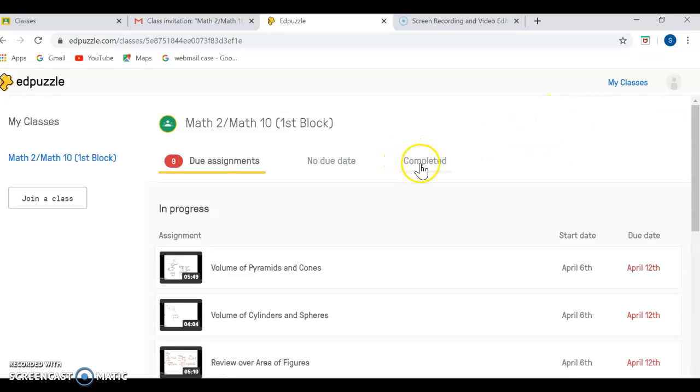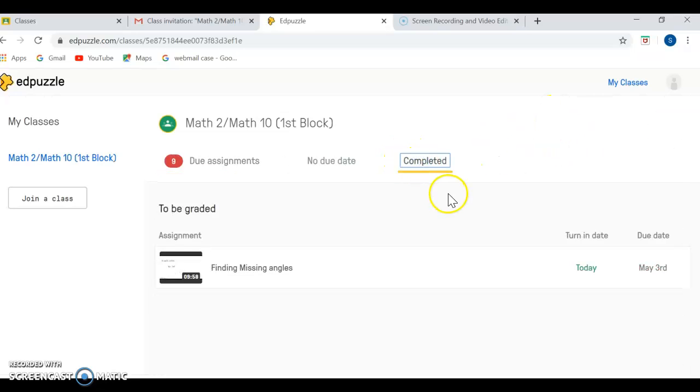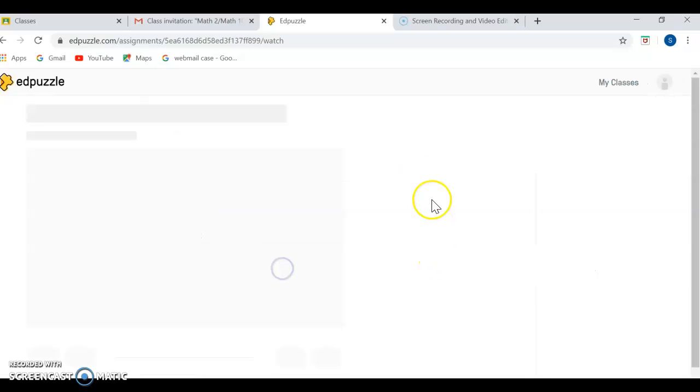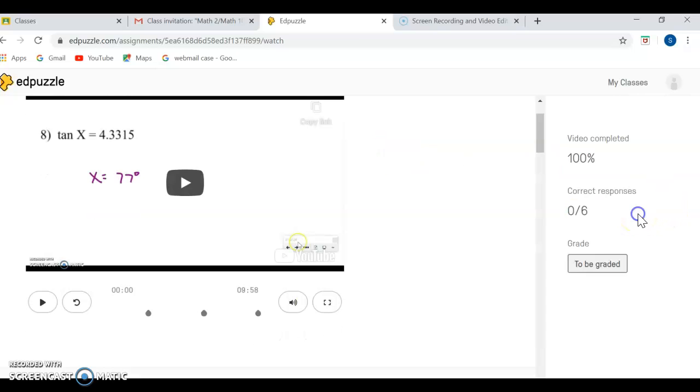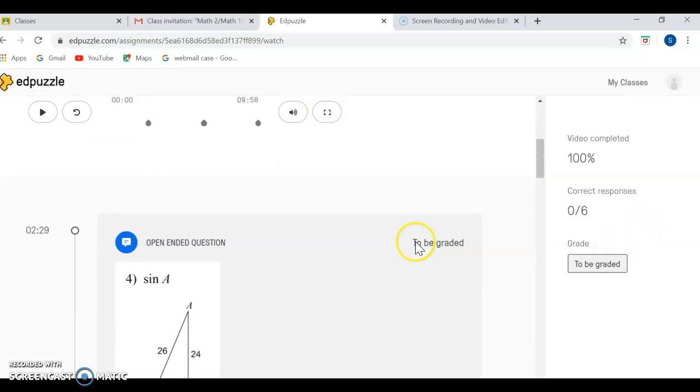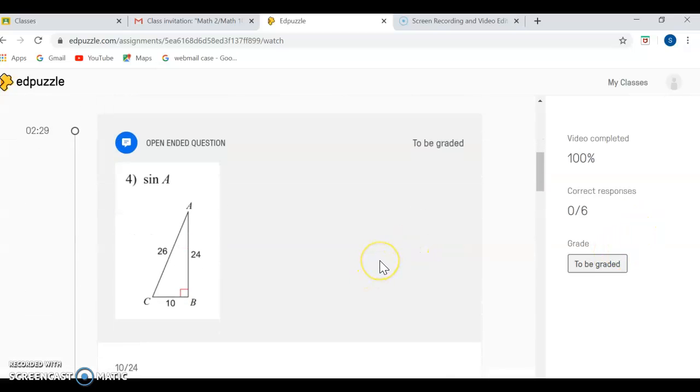and then what I did is I clicked on my completed assignments. So I completed something on finding missing angles, and I'm going to click on show results. You guys will see this too. Click on show results. And then what I'm going to do is I'm going to look at each question.